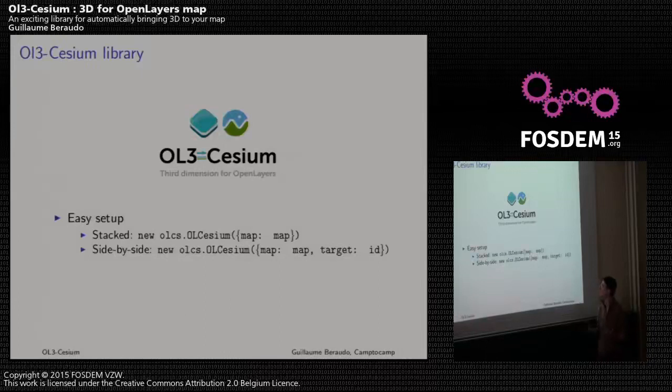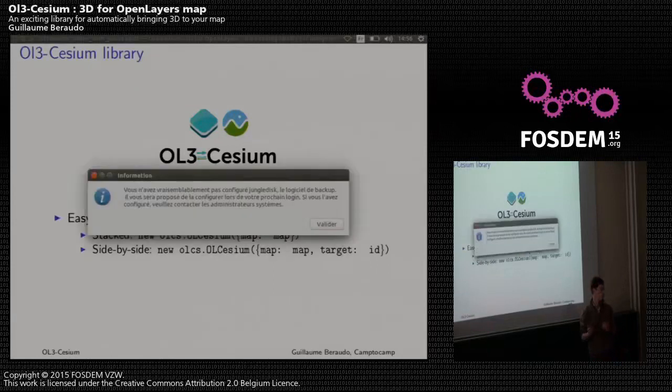If you want to have stacked views, that is, the 3D globe on top of the 2D map, then you just pass the OpenLayers map to the constructor, and it will create the globe for you and everything. And if you want side-by-side views, then you pass one more parameter, the DOM element where you want the Cesium globe to be attached.